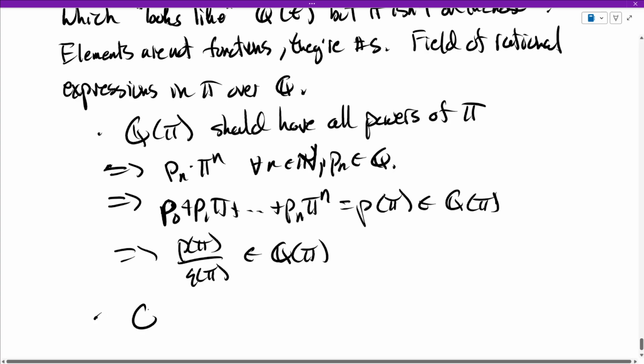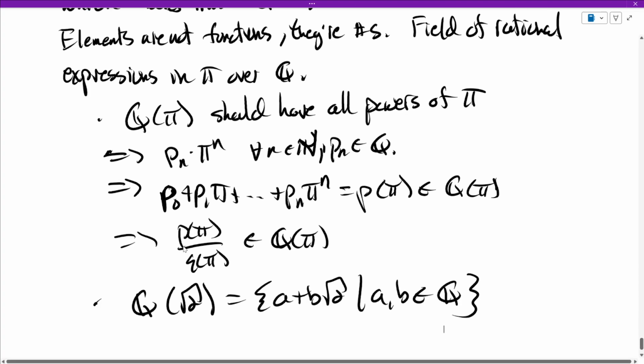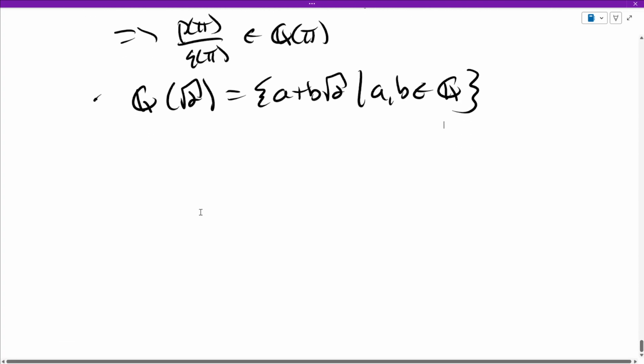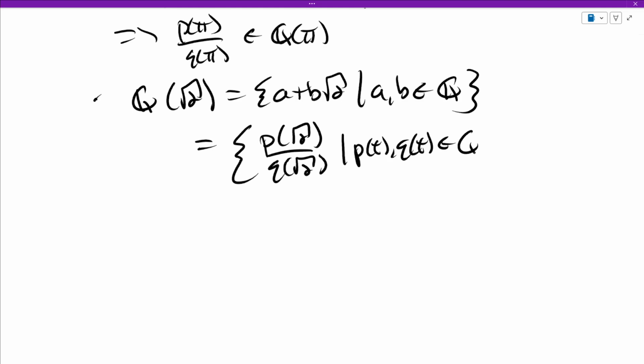If I were to look at something like a different example, Q adjoin root 2, which we've seen already is like (a plus b root 2) over (a and b), where a and b are in Q, then what? Well, I claim this is the same exact thing as a rational function in root 2 where the denominator is not 0. So P of t over Q of t, with P and Q in Q adjoin t, where Q of root 2 is not 0. I claim it's the same exact set.